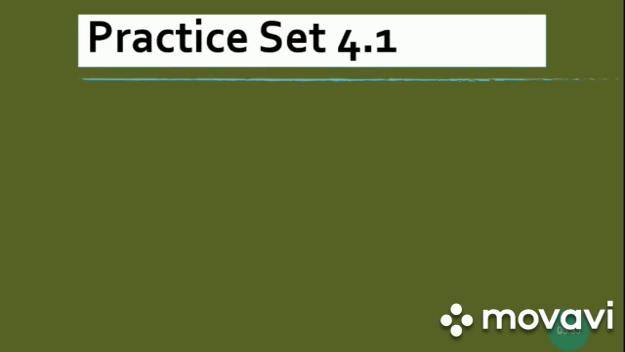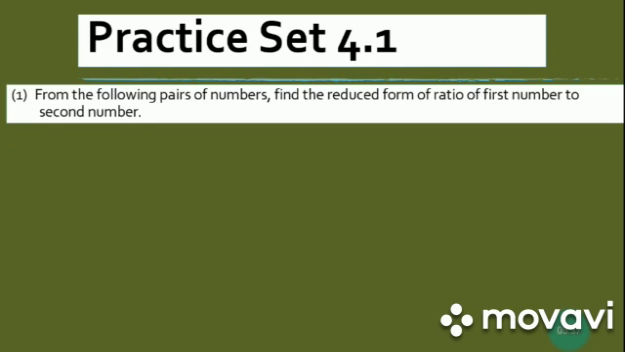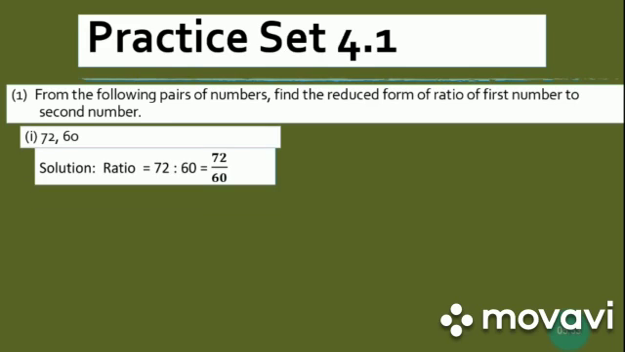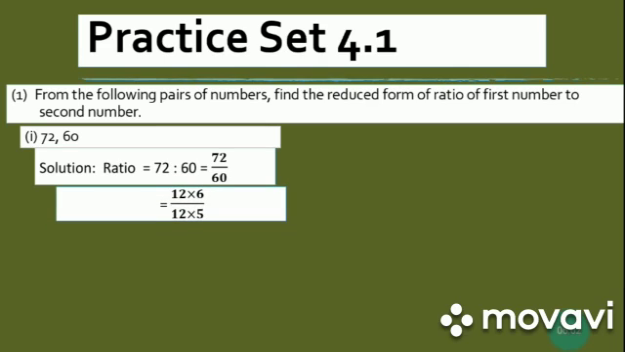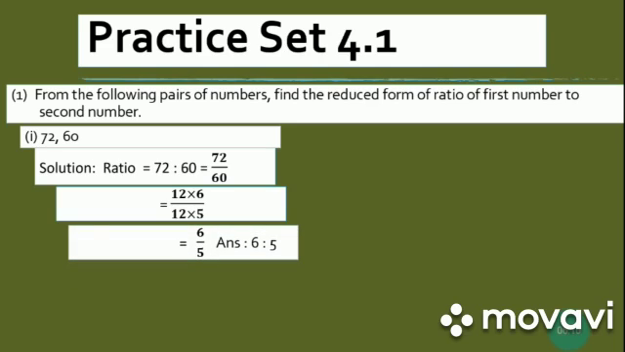Let us solve practice set 4.1. Question number 1. From the following pairs of numbers, find the reduced form of the ratio of the first number to the second number. Subdivision 1, 72, 60. Solution. Ratio is equal to 72 is to 60, that is equal to 72 upon 60, that is equal to 12 into 6 upon 12 into 5. Here 12 will get cancelled and we get 6 upon 5. Therefore, our answer is 6 is to 5.